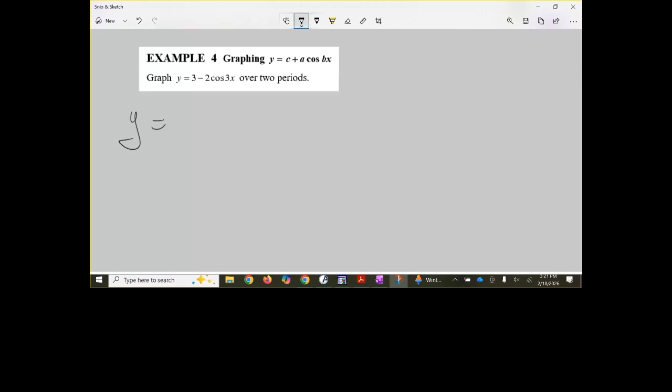Okay, y equals 3 minus 2 cosine of 3x. Okay, guys, first thing I want you to notice, we're not doing any horizontal shifting. We're not moving to the left or right, because we don't have any parentheses, x plus, x minus, anything like that. So let's first find our period.